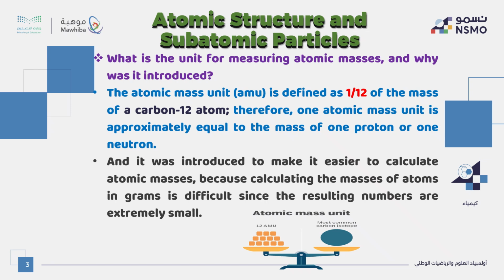The helium atom, with 2 protons and 2 neutrons, is about 4 AMU. A carbon-12 atom, with 6 protons and 6 neutrons, is 12 AMU by definition. An oxygen-16 atom, with 8 protons and 8 neutrons, is about 16 AMU.